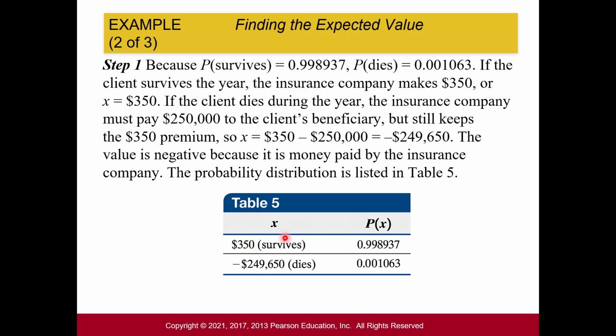And so here's our probability distribution. Notice we have the values of our random variable, it's only two values in this case, and then the probability of those occurring.